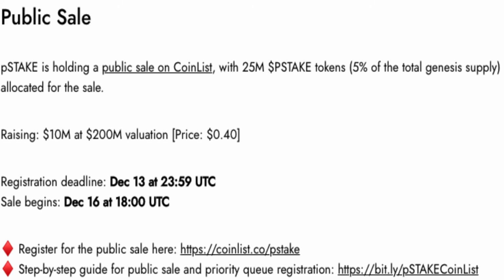Now, us in retail, if we get the opportunity to participate in the Coinlist sale, and that is a big if, because there's hundreds of thousands of people usually in these sales, pStake are again raising 10 million US dollars, but this time they have a valuation per token of 40 cents. Okay, so this puts the total valuation for pStake, the full FDV, at 200 million. Now, this is a lot less than the 640 million that we had for Uni with the previous Coinlist sale.